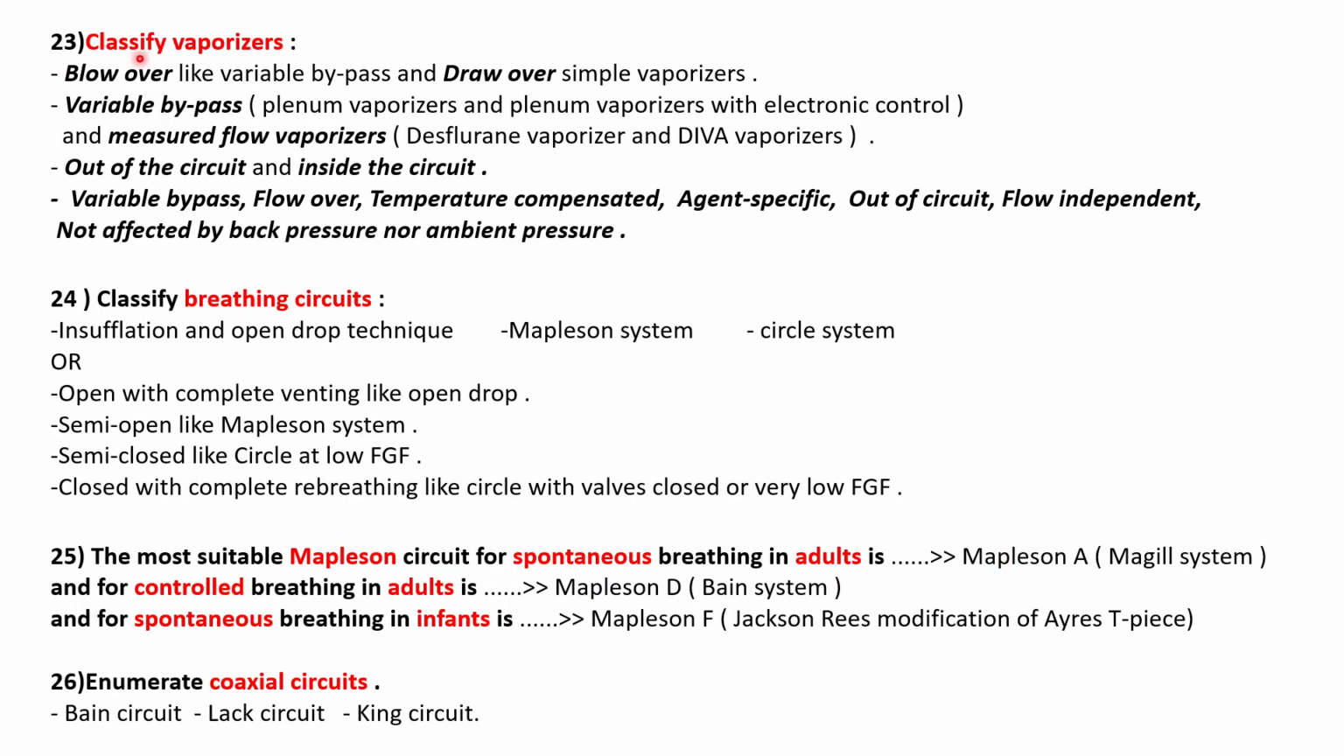Classify vaporizers: blow over, draw over. This one classification: variable bypass, measured flow vaporizers like this fluorine, out of the circuit or inside the circuit. Variable bypass, flow over, temperature compensated, agent specific, out of the circuit, flow independent, not affected by back pressure nor ambient pressure. This is the characteristics of an ideal vaporizer.